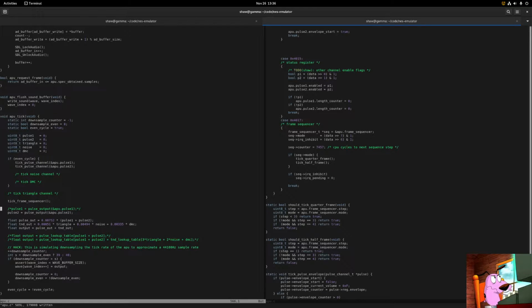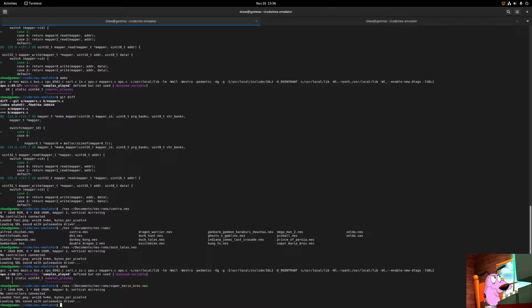Alright, so today I'm working on my NES emulator again. I'm working on sound, so I'm at the beginning of that process. The NES synthesizes sound, so it generates waveforms, and it has a number of channels to do that.